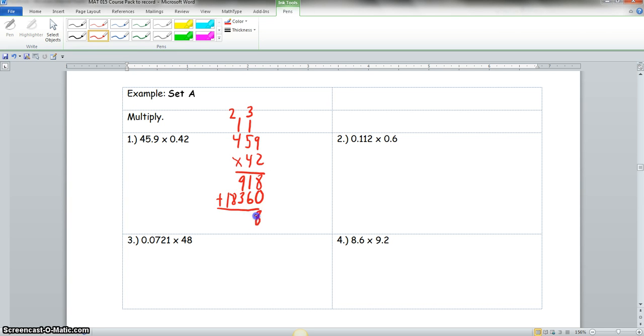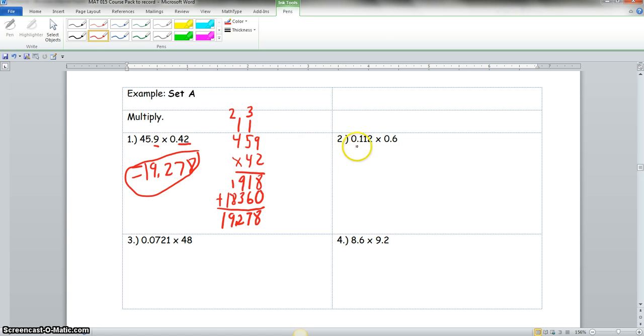Now we add. 8 and 0 is 8. 6 and 1 is 7. 9 and 3 is 12. Carry our 1. 1 and 8 is 9. Bring down our 1. Now, to determine our final answer, we count the total amount of digits we have behind the decimals from the product. So with this first one, we have 1. The second one, we have 2. So we have a total of 3 digits behind the decimal. So we must have 3 digits behind the decimal in our final answer. So again, our final answer here would be 19.278 because we must have 3 digits behind the decimal.